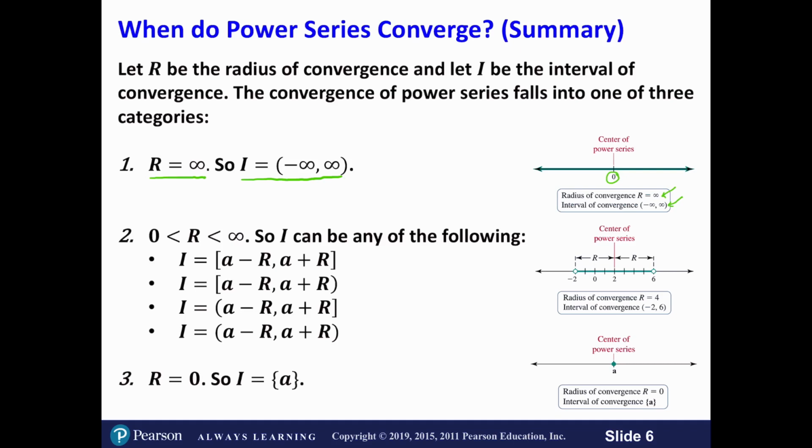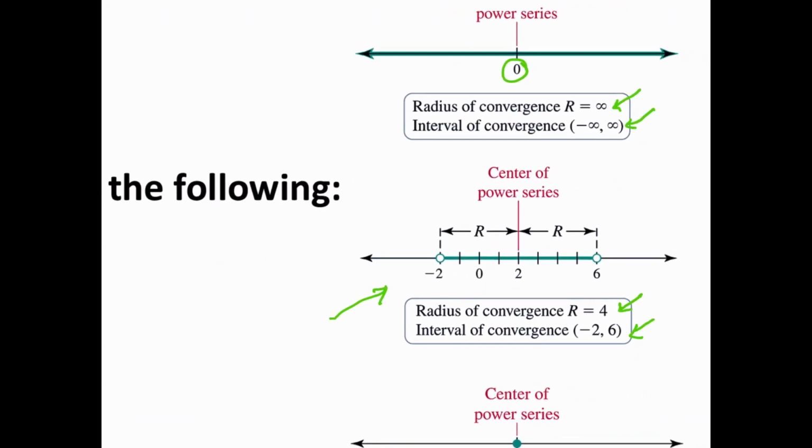The picture over here on the right kind of demonstrates what that would look like if the radius was 4, and the interval of convergence was -2 to 6, including neither endpoint. So you'll see here that there are open dots for both of those, indicating that for this particular example, the interval of convergence was an open interval from -2 to 6.